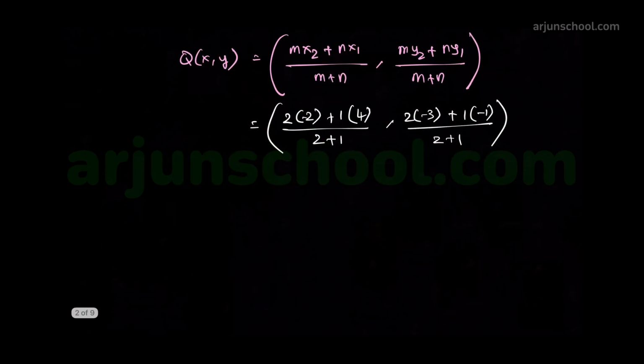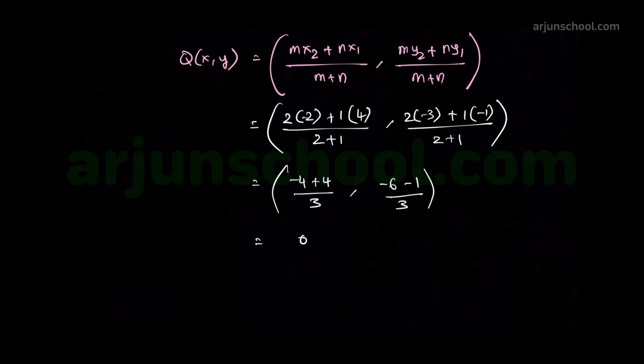2 of -2 is -4, plus 1 times 4 is 4. (-4 + 4)/3. And the y coordinate: 2 of -3 is -6, plus 1 of -1 is -1. (-6 - 1)/3. (-4 + 4)/3 is equal to 0/3, that is equal to 0. X coordinate is 0. -6 - 1 is -7. Therefore, y coordinate is -7 by 3. Thus, the second trisection point is (0, -7/3).